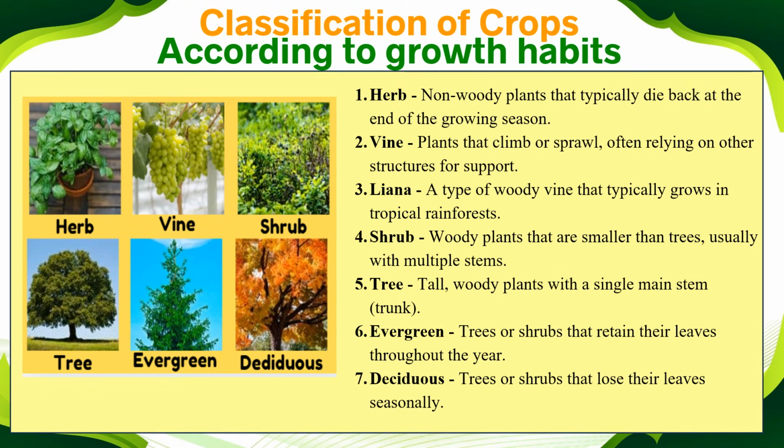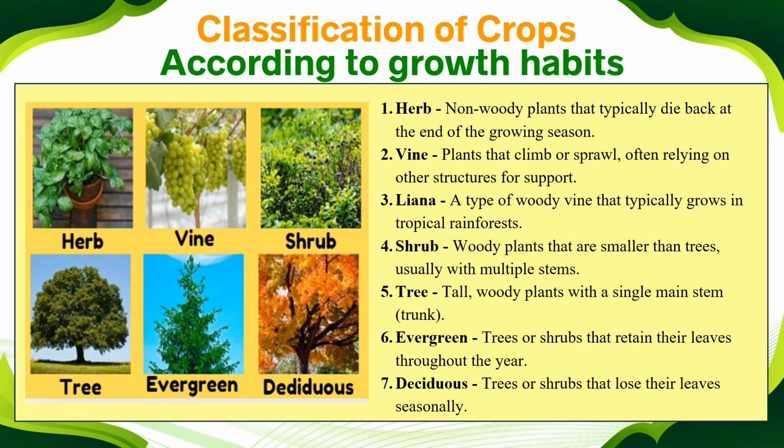The classification of crops according to growth habits. First is the herb, a non-woody plant that typically dies back at the end of the growing season. Next is the vine. These are plants that climb or sprawl, often relying on other structures for support. Next is the liana. It is a type of woody vine that typically grows in tropical rainforests.